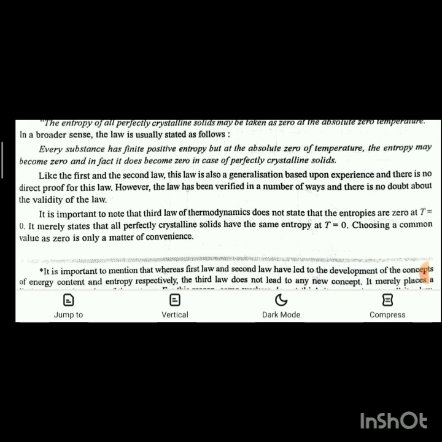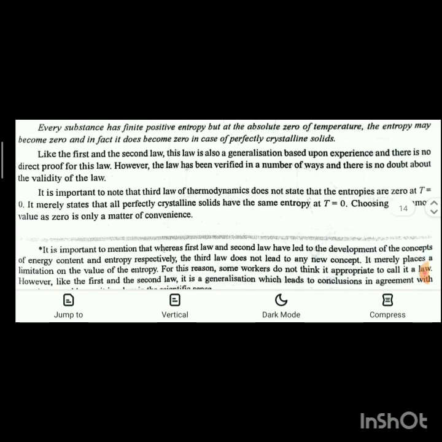Like the first and second law, this law is also a generalization based upon experience, and there is no direct proof for this law. However, the law has been verified in a number of ways, and there is no doubt about the validity of the law. It is important to note that the third law of thermodynamics does not state that the entropies are 0 at T equals 0. It merely states that all perfectly crystalline solids have the same entropy at T equals 0. Choosing a common value as 0 is only a matter of convenience.